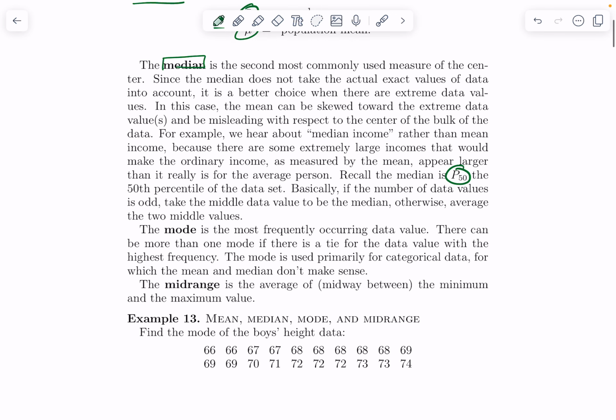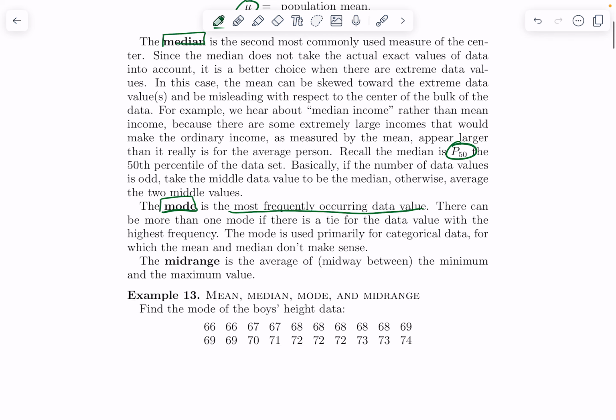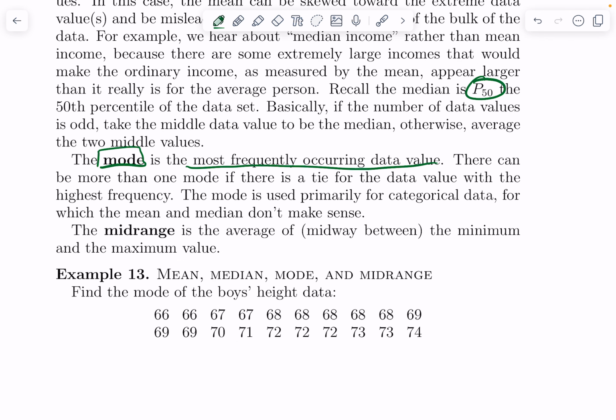So then we have the mode. We know how to compute P50. Then we have the mode, and the mode is the most frequently occurring of the data. And then there's the mid-range. For the mid-range, you add the min and the max and divide by 2. And whatever that is, that gives you the mid-range.